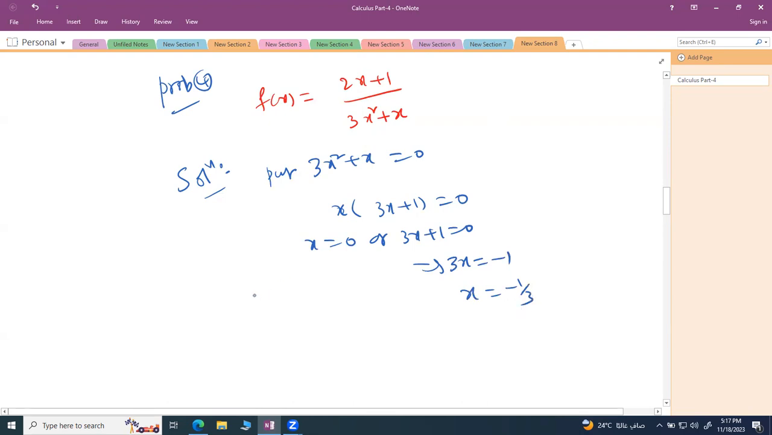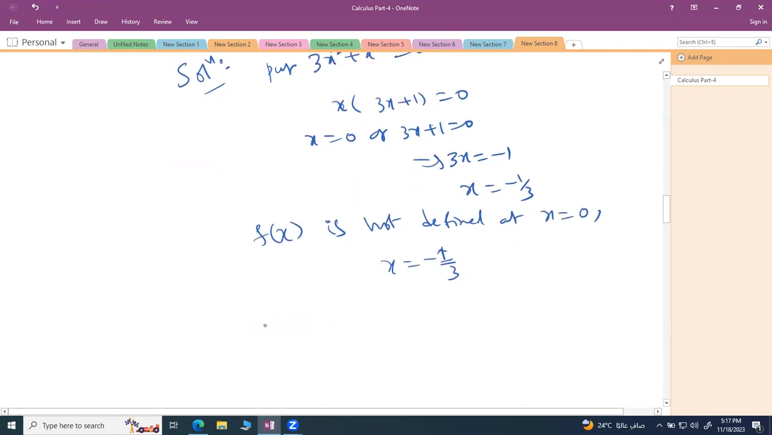Clearly, f of x is not defined at two numbers, x equal to 0, comma x equal to minus 1 by 3. So f of x is not continuous at x equal to 0, comma x equal to minus 1 by 3.